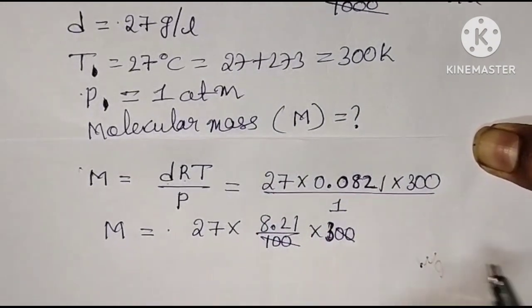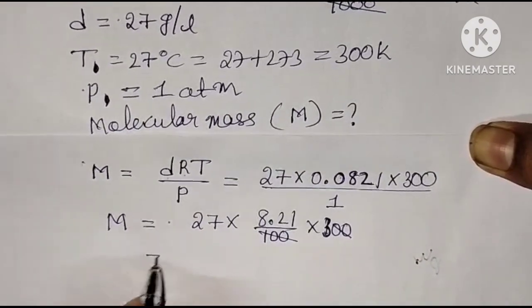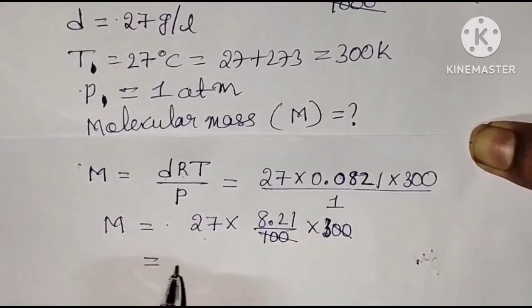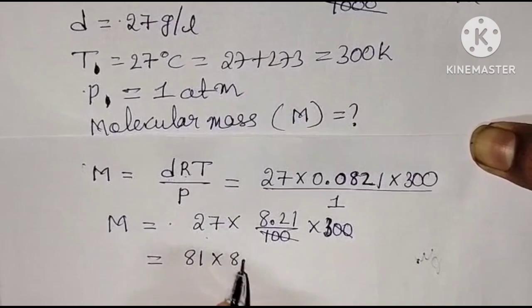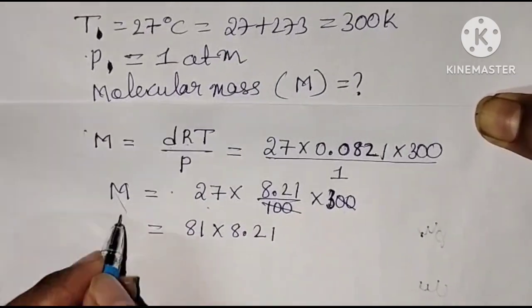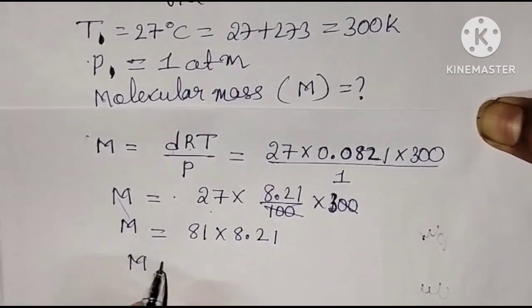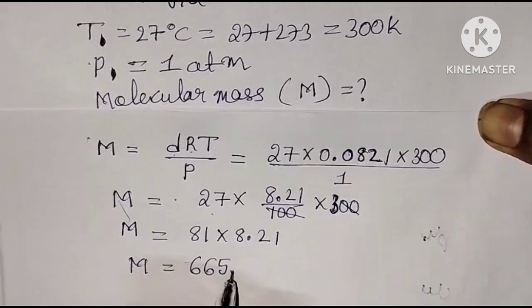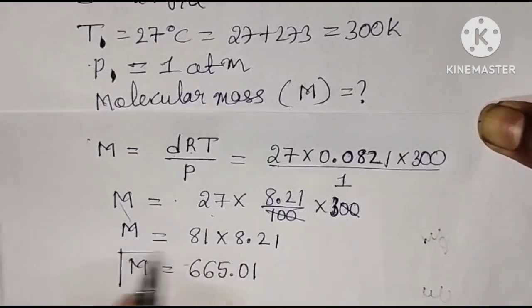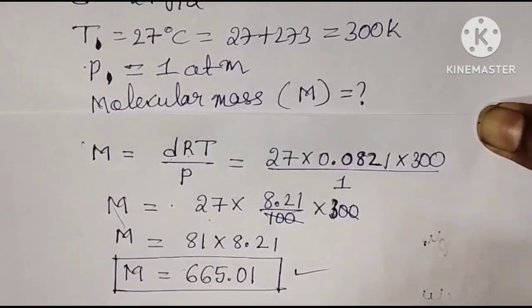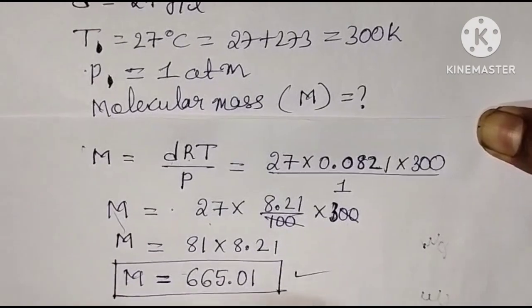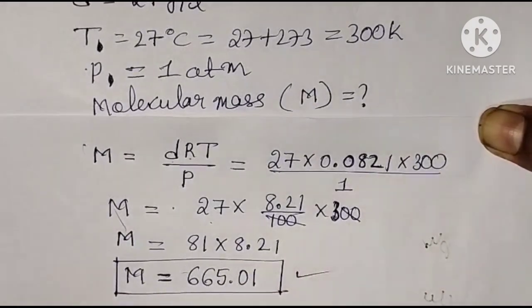So 100 ones and 100 threes. Now 27 into 3, how much? 81. 81 into 8.21. So M is equal to 81 into 8.21. If you calculate, you will get 665.01. This is the approximate value of the molecular mass of the given gas, 665.01.